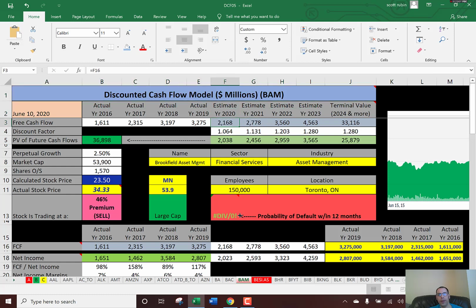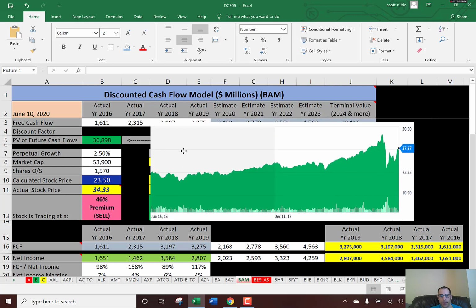So we have 4 years of estimated free cash flow. Then we did a terminal value, which is all years past year 4. Then we discounted those numbers back to today. We have a value of the company of $37 billion. And when we divide that by 1.5 billion shares, we get an estimated intrinsic stock price of $23.50. It's trading at 34, so it's trading at a 46% premium. So it's a sell according to the model.